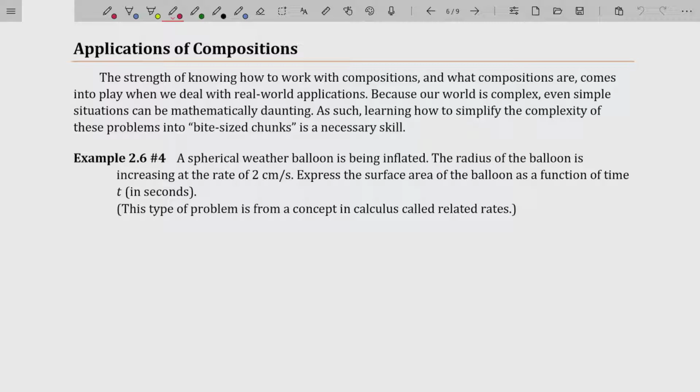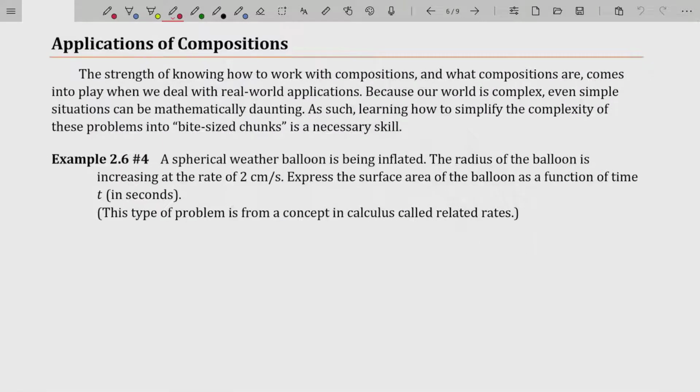And as is stated here in the text that I've written up, the strength of knowing how to work with compositions and what compositions are comes into play when we deal with real-world applications. Because our world is complex, even simple situations can be mathematically daunting. As such, learning how to simplify the complexity of these problems into bite-sized chunks will become a necessary skill. And by bite-sized chunks, I really am going to focus on tearing apart problems.